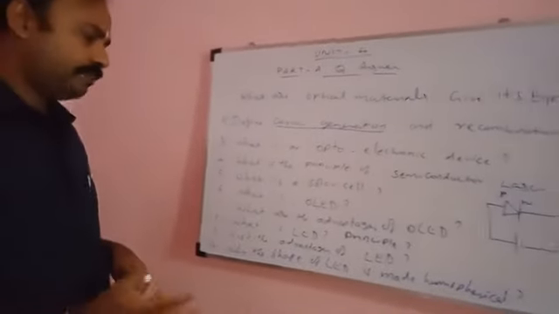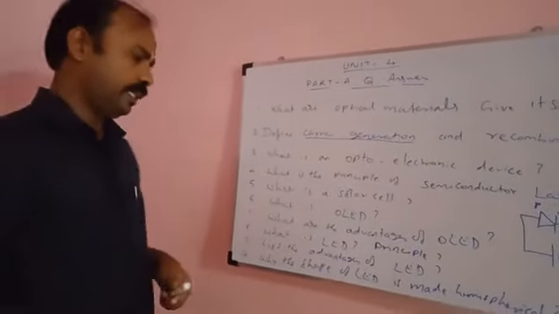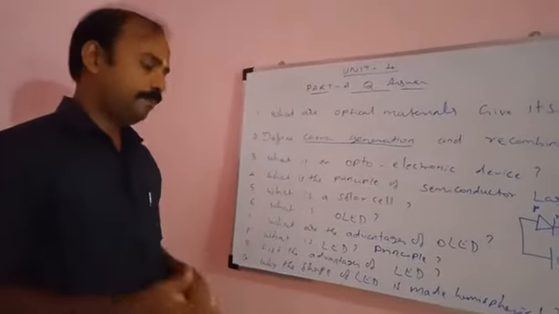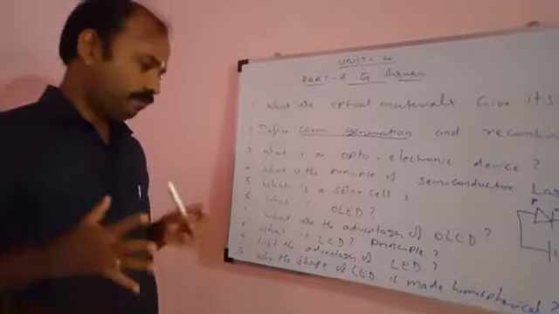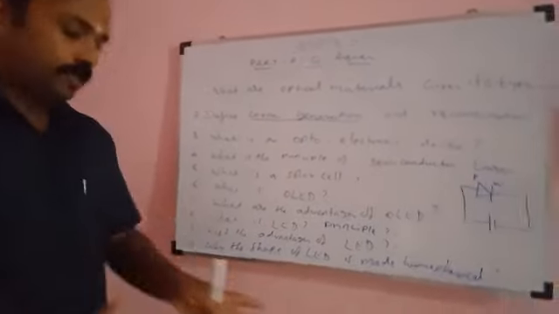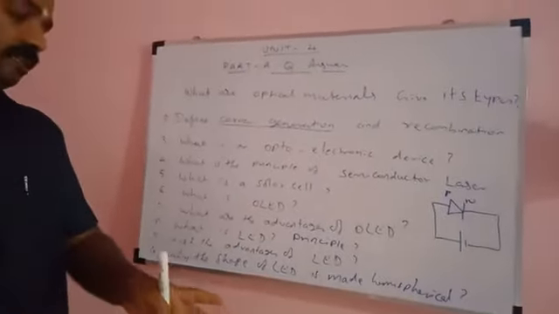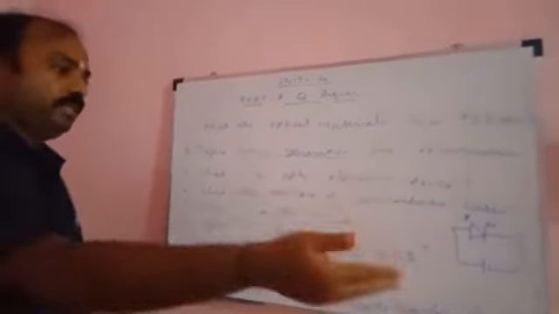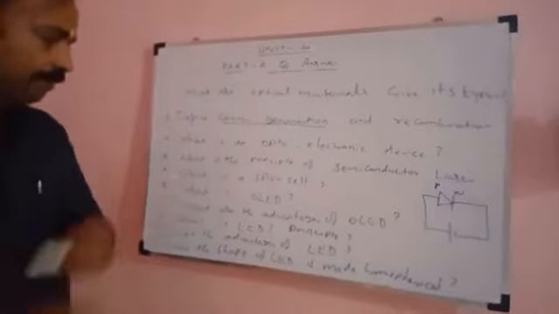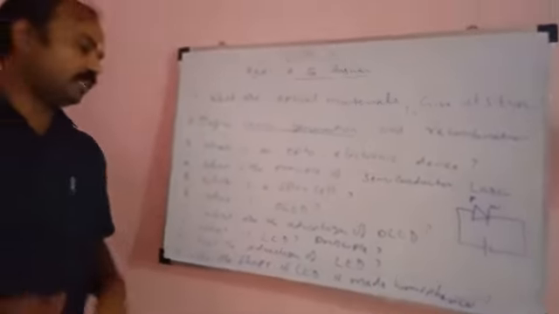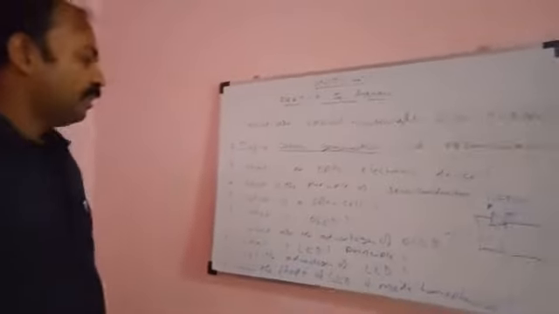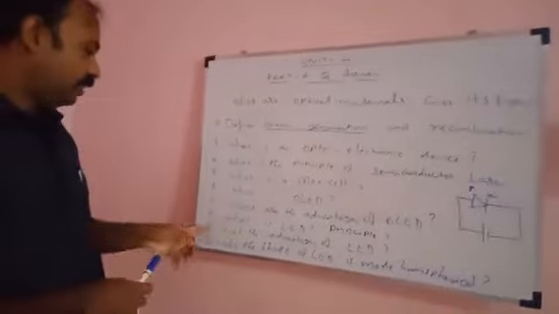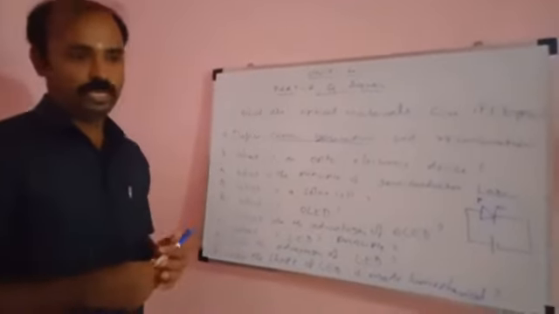That was explained previously in the question. What is meant by injection luminescence? By the application of a suitable forward bias, the charge carriers are injected from p type to n type and n type to p type. Then recombination takes place. As a result of recombination, light comes out. That is LED.